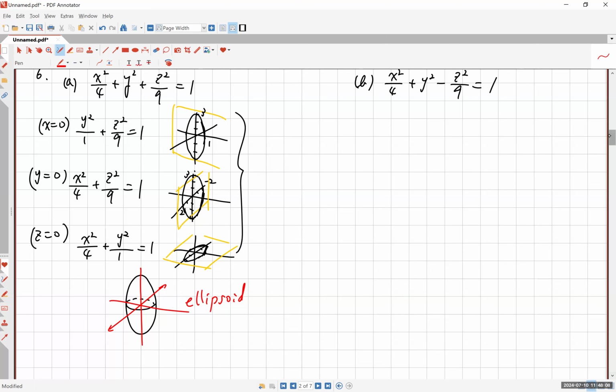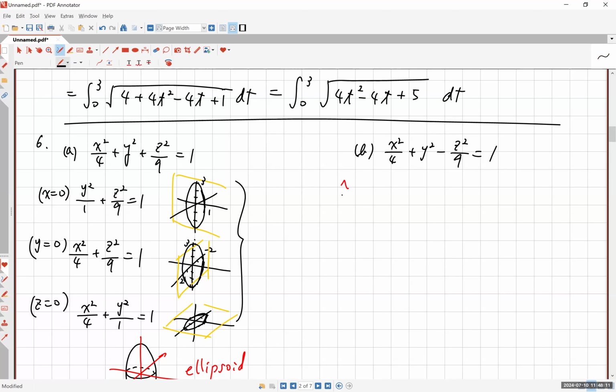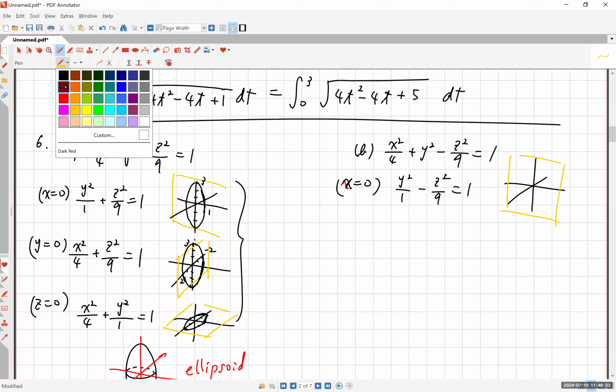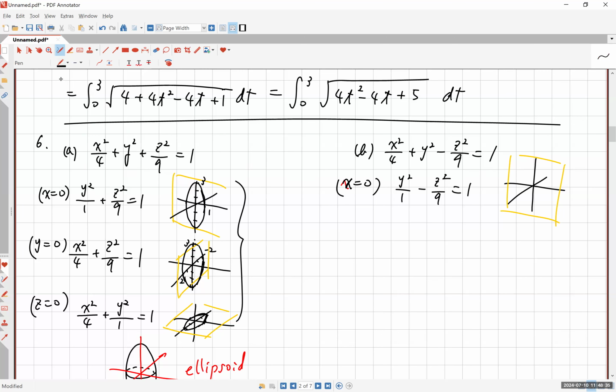For part B, it's somewhat similar, but there is a big difference in two of these traces. If x is equal to 0, you have y squared over 1 minus z squared over 9 is equal to 1. Do you remember what this is? Again, I'm going to define my canvas on which to draw the trace. This is going to be a hyperbola because the sign between the two terms is negative. In the y direction, you go 1, and in the z direction, you go plus or minus 3.